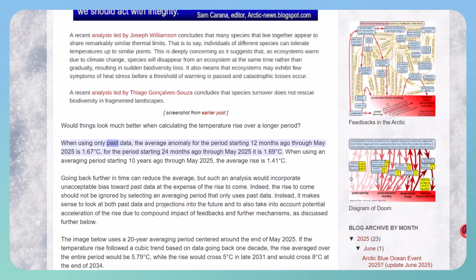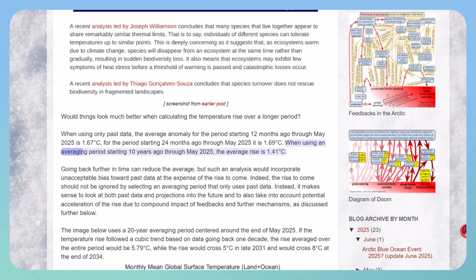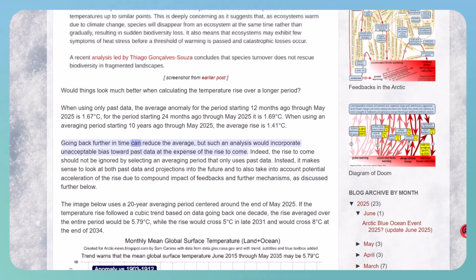When using only past data, the average anomaly for the period starting 12 months ago through May 2025 is 1.67 degrees Celsius. For the period starting 24 months ago through May 2025 it is 1.69 degrees Celsius. When using an averaging period starting 10 years ago through May 2025, the average rise is 1.41 degrees Celsius. Going back further in time can reduce the average, but such an analysis would incorporate unacceptable bias toward past data at the expense of the rise to come.